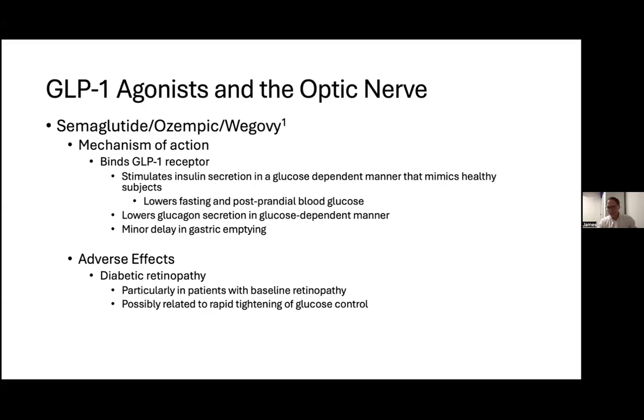In terms of adverse effects, they have a host of systemic adverse effects, but in terms of the eye, they have been demonstrated to cause progression of diabetic retinopathy, particularly in those patients that already have baseline retinopathy. It's thought to be in relation to the rapid tightening of glucose control, which is a similar premise and mechanism to that sometimes seen in pregnant patients with pre-gestational diabetes and diabetic retinopathy, who see acute worsening during their pregnancy, thought to be because of the tight control of glucose during that time.